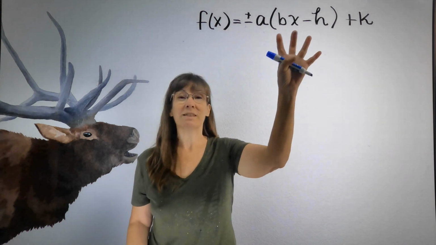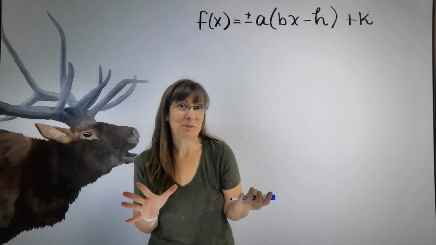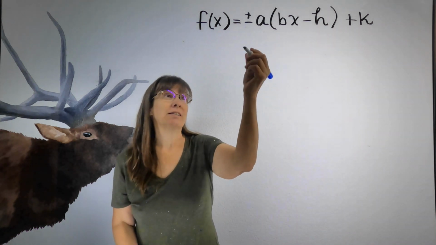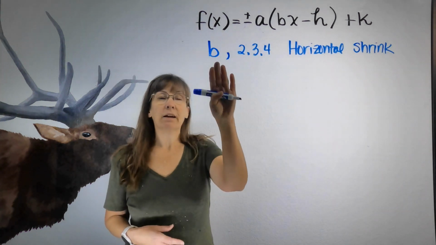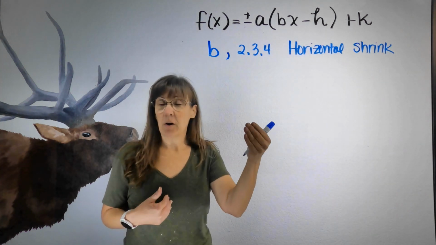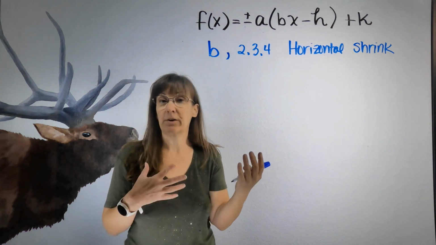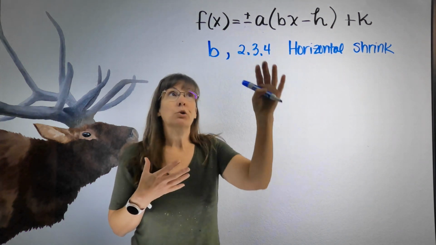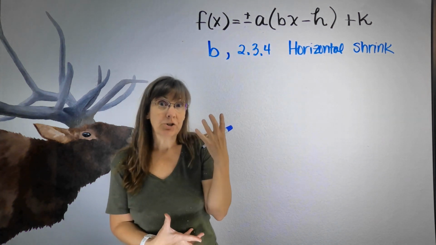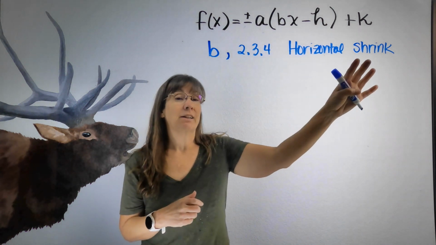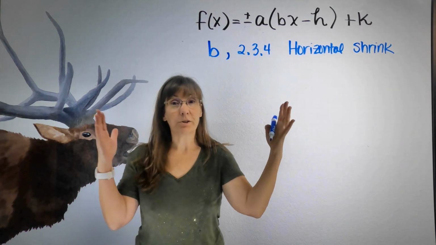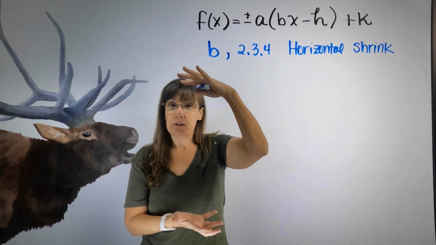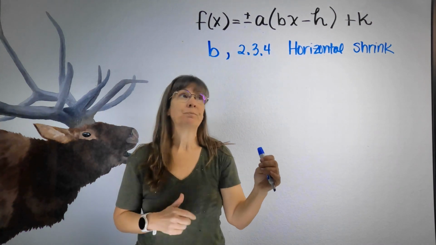Okay, so now we're going to go inside of those grouping symbols. I like to call this opposite world because everything is opposite than what you think it should be. So for instance, taking a look at the B value, if the absolute value of B is greater than 1, like for instance 2, 3, 4, you're going to have a horizontal shrink. So remember, with the A value, that would have been a stretch, but inside the parentheses, that's a shrink. It's the opposite, and it's a horizontal, meaning your left to right. Vertical is your Y values, horizontal are your X values.